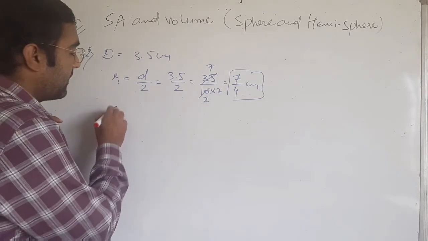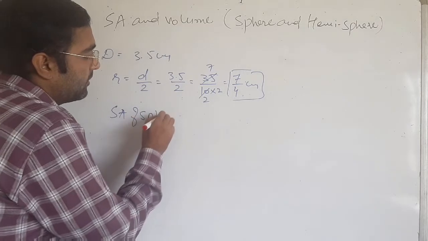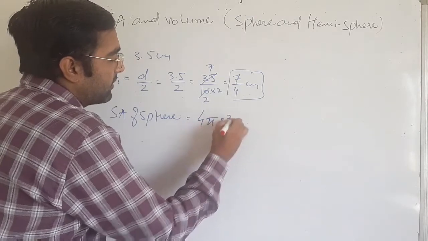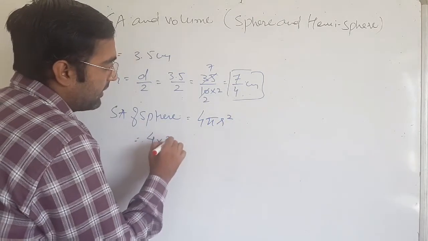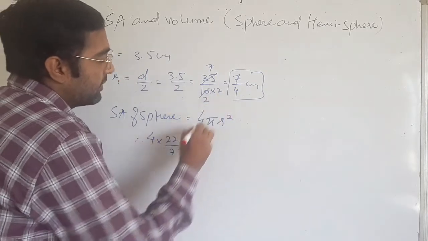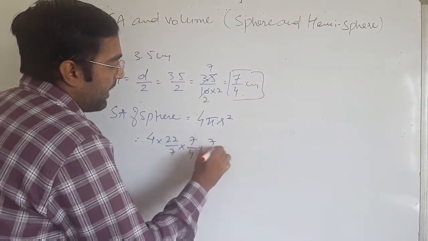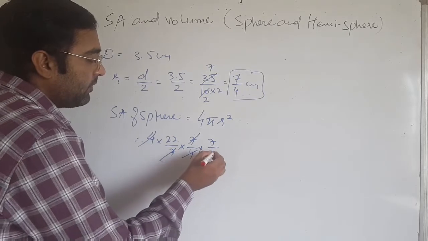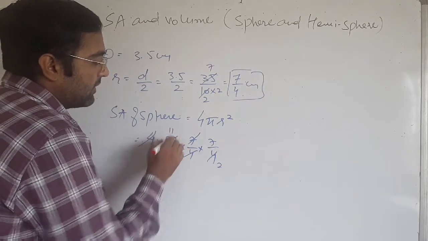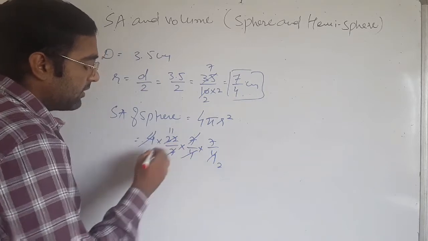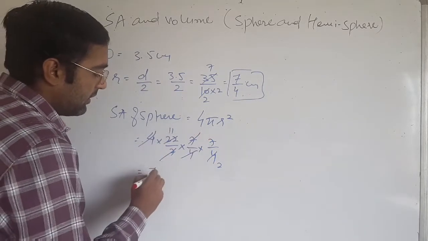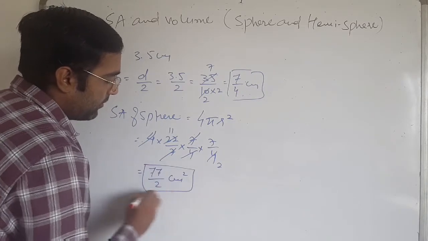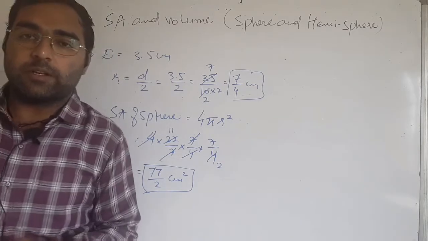Now my surface area of sphere formula is 4 pi r square. Therefore 4 into pi, which is 22 by 7, radius is 7 by 4 into 7 by 4. Okay, so 7 and 7 cancel out, 4 and 4 cancel out, 2 2s are 4, 2 11s are 22. It is an easy cancellation. So 11 into 7, that is 77 by 2 centimeter square. My answer is 77 by 2 centimeter square. Okay, clear?